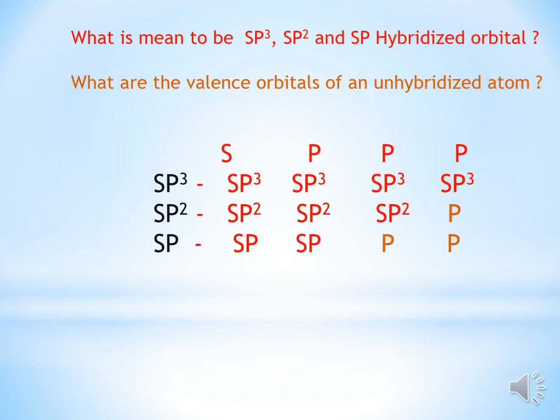As we know, when sp3 hybridization occurs, one s and 3 p orbitals combine together to form sp3 hybridized orbitals. There are 4 in total. In the case of sp2, there will be 3 sp2 hybridized orbitals and 1 p orbital will be left behind without participating in the hybridization. In the same way, in sp hybridization, there will be 2 sp hybridized orbitals and 2 p orbitals left behind.